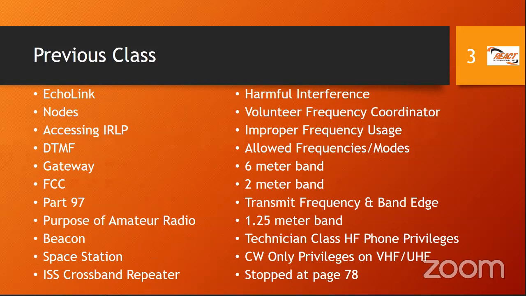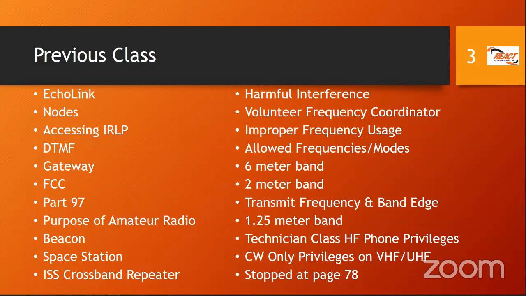We had a little extra in the last class where we pointed out that the ISS crossband repeater was active. We discussed harmful interference. We also looked at what a volunteer frequency coordinator is. We discussed improper frequency usage, and we talked about the allowed frequencies and modes.